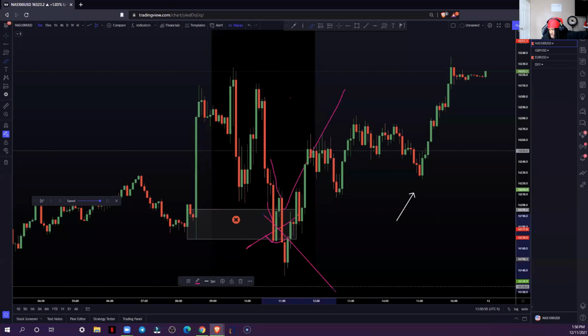Do you still use 13 EMA for runners? I haven't been using no runners all month. I'm not gonna lie, I do use that though, but I haven't been using runners at all, because I just wanted to take my money and go.